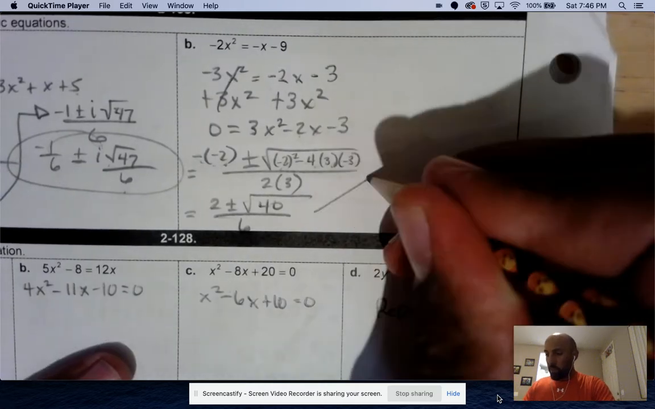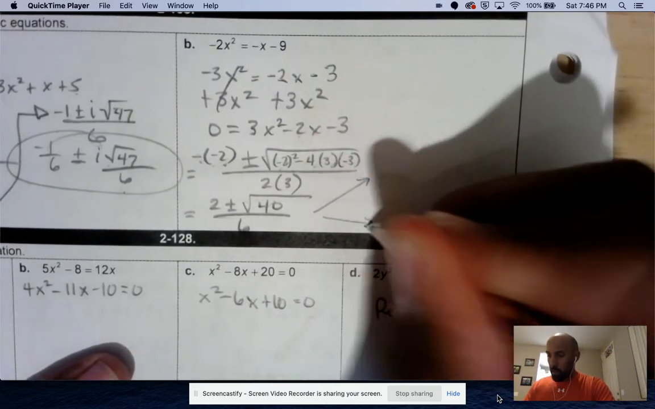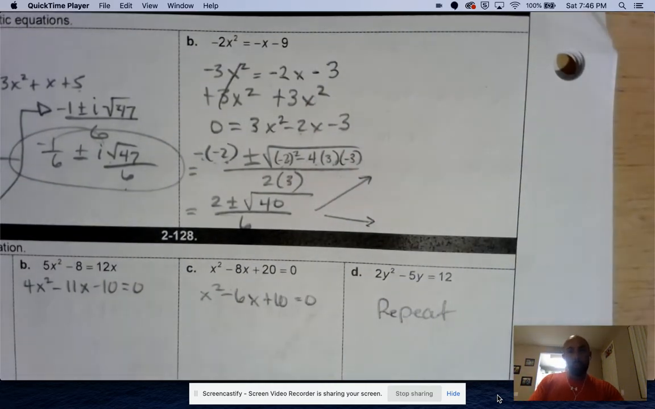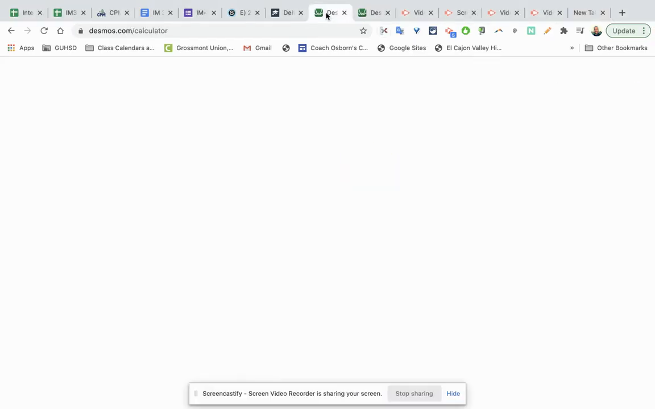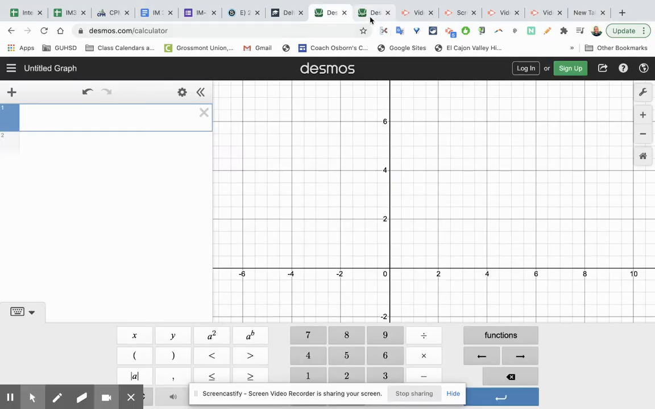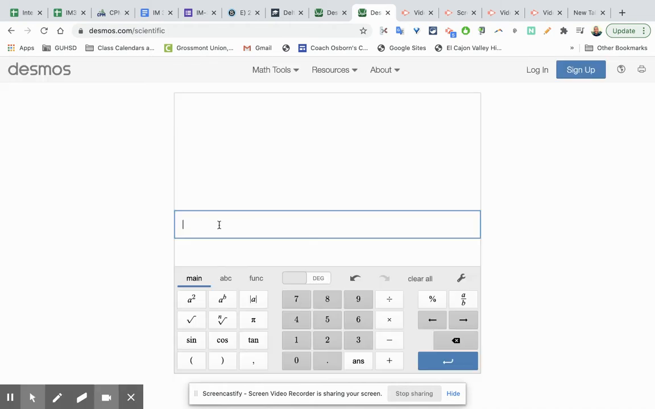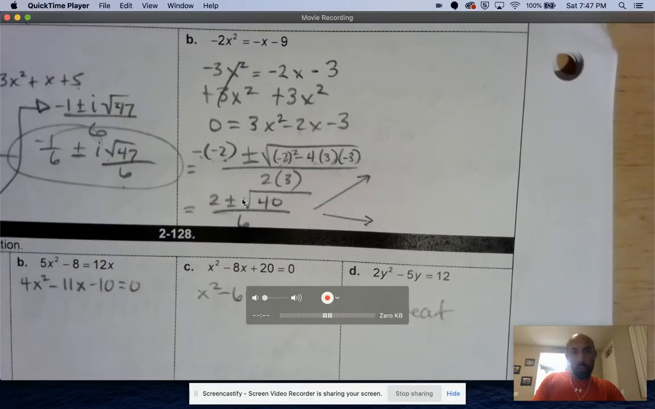So now what I'm going to show you is another way to answer this by using the Desmos calculator. Okay, so what do we do to figure out those solutions? I'm basically just going to type them out. So I'm going to get the fraction button, hit that fraction button, and do 2 first. I'm going to do plus the square root of 40, and then over 6. So I'm basically just copying this down right here.